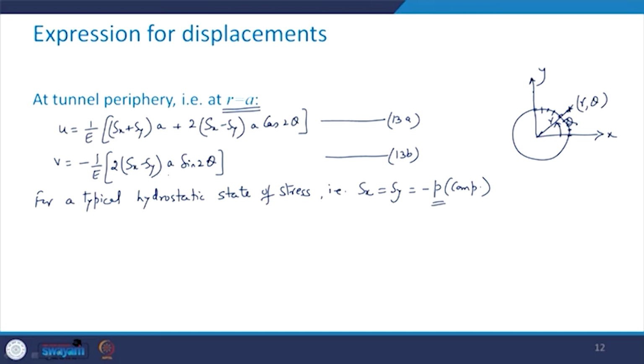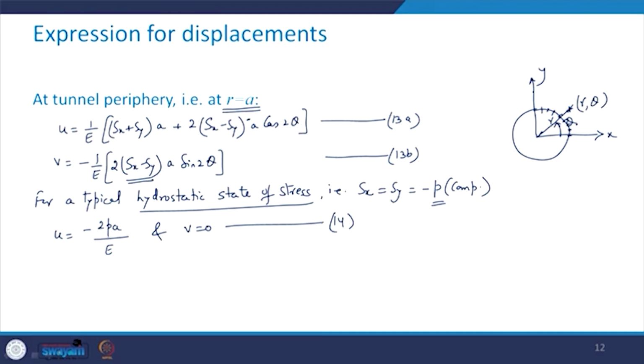Substitute this whole thing here and what you will get is u is equal to minus 2Pa, and this will become equal to 0. So, this will simply be minus 2Pa upon E. And what will happen to this term? This will become equal to 0. So, your V will be equal to 0. Make it equation number 14. Now, this is typically for the hydrostatic state of stress.